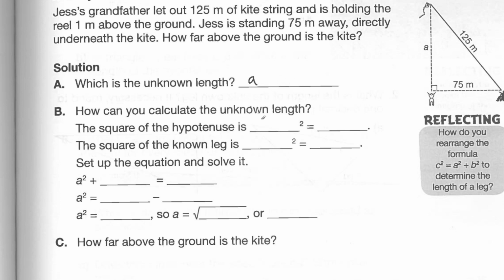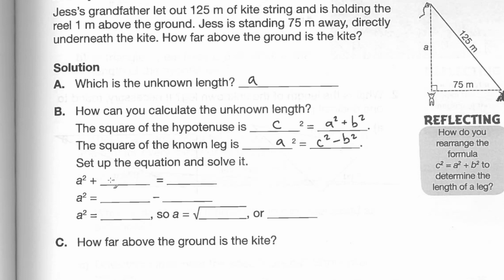How can you calculate the unknown length? Well, C squared is equal to A squared plus B squared. The square of an unknown leg, so A squared, is equal to C squared minus B squared, because if I subtract B squared from both sides, I get C squared minus B squared. So set up the equation and solve it.